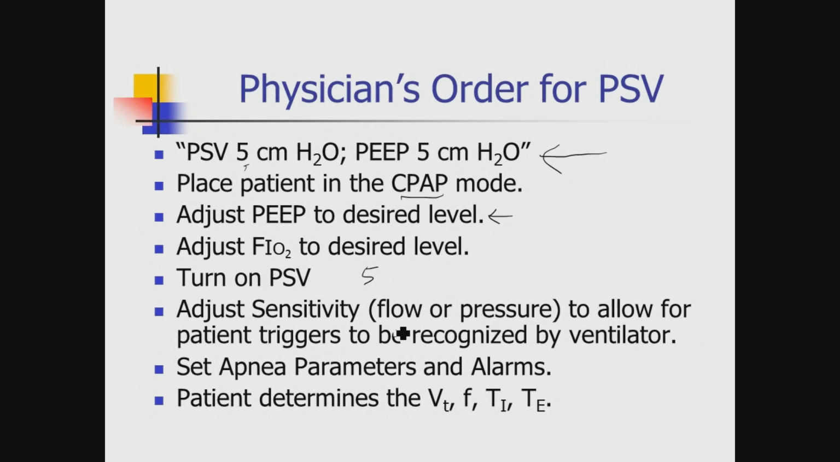And go ahead then and set up my trigger mechanism. Set my apnea parameters. And once I've established what these values are, I can go ahead and set my alarms. Now if I have these settings, what should the pressure in the circuitry be during the inspiratory phase? 10. I'm starting at 5 and going up an additional 5 to a pressure of 10. And you should see on the ventilator's display that the airway pressure is at 10.